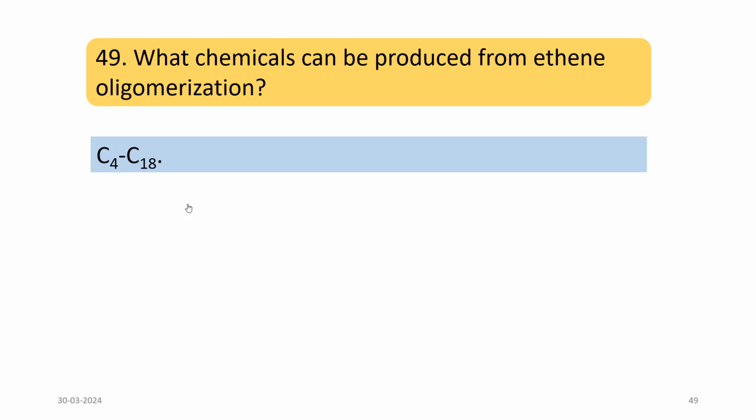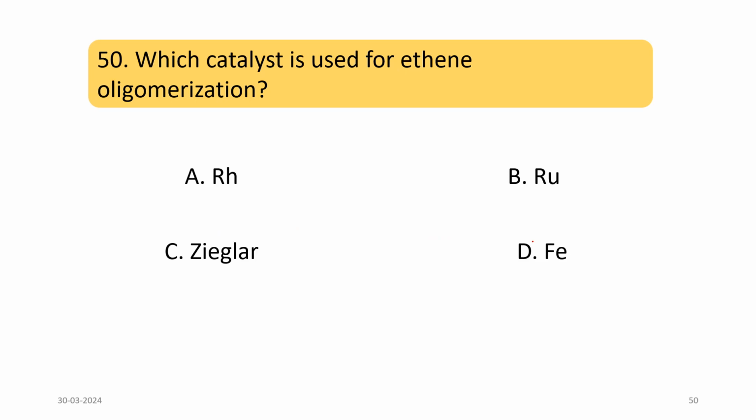In ethene oligomerization, C4 to C18 alkenes can be produced. Next question and the last one. Which catalyst is used for ethene oligomerization? So here the answer is Ziegler type catalyst. Okay.